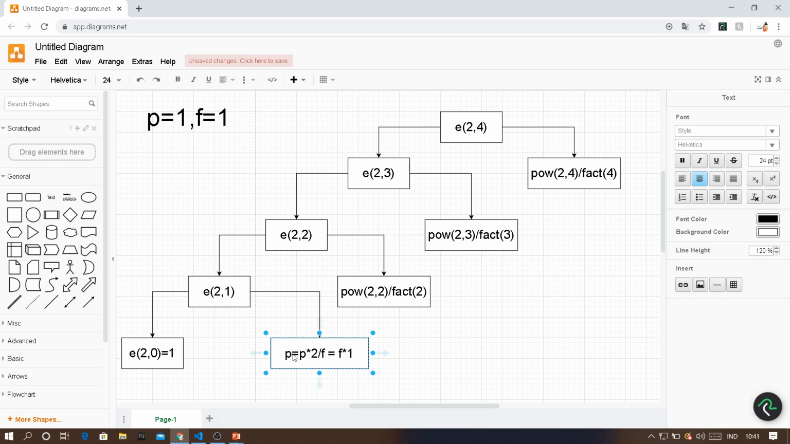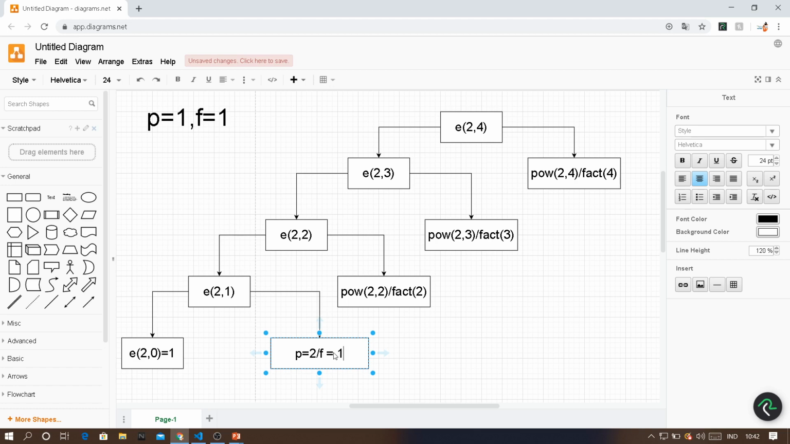Okay, now what will be the new value of p? My new value of p will be 1 multiplied by 2 equal to 2. p is equal to 2. And the next one is f is equal to f multiplied by 1. What is the previous value of f? 1. So 1 multiplied by 1 will be equal to 1. So the present value of p is 2 and the present value of f is 1. Okay, done.